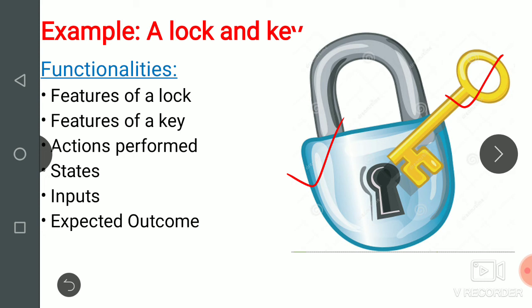Next functionality is input. What are the inputs you can give to the lock? Here, key turned either clockwise or anti-clockwise. These are the only two inputs you can give to a lock. And the last functionality is expected outcome. What is the expected outcome? Either it may be locking or unlocking. Only two outputs are there, locking and unlocking. What are the inputs? Inputs are key turned clockwise or anti-clockwise. These are the two inputs. Outputs are locking and unlocking. These are the different functionalities of a lock and key.